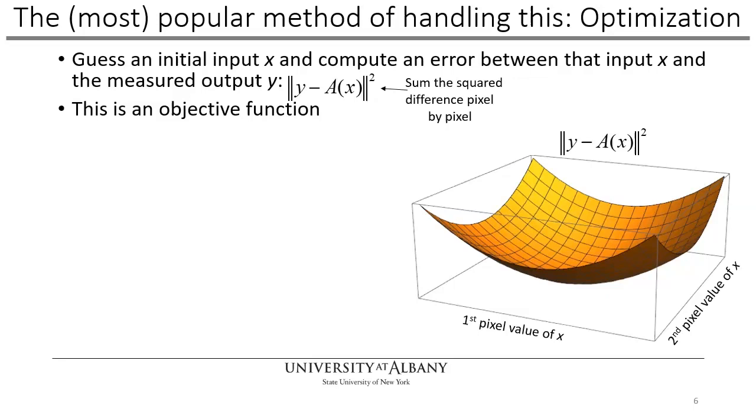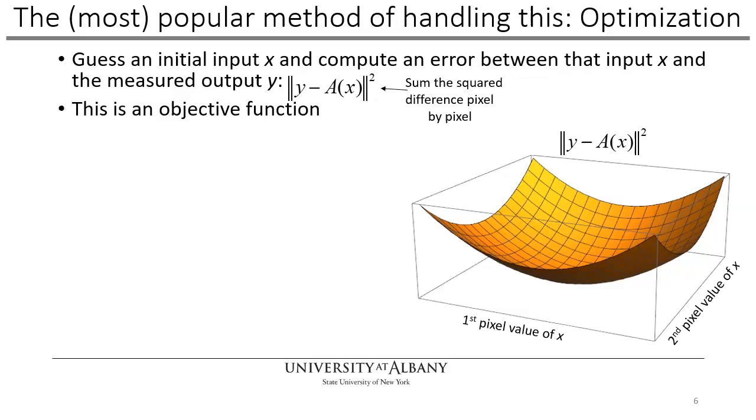So let's say we have a camera measuring the field, and our camera happens to have only two pixels, pixel one and pixel two over here. We can guess values of the input field at those pixels, and based on the guess, we can run our physics class-based calculation and say, what is A of X?